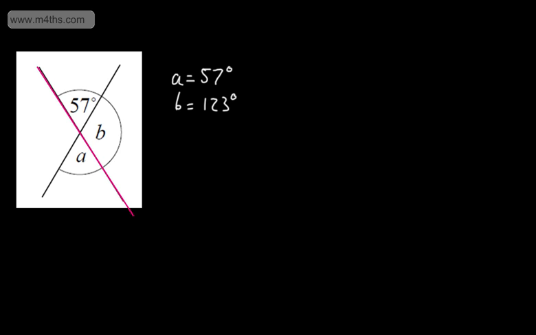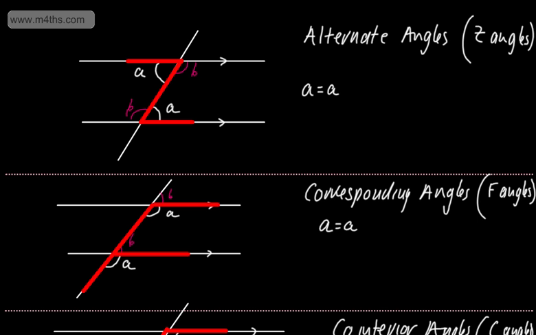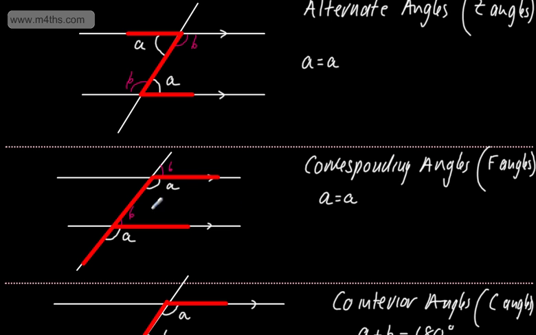So that one's nice and straightforward. We need to find the value of A. If we look here, we have F angles or corresponding angles. It falls into this one right here. So if we look, we've got A just here and we've got A just here. So we can match that up with what we've got.